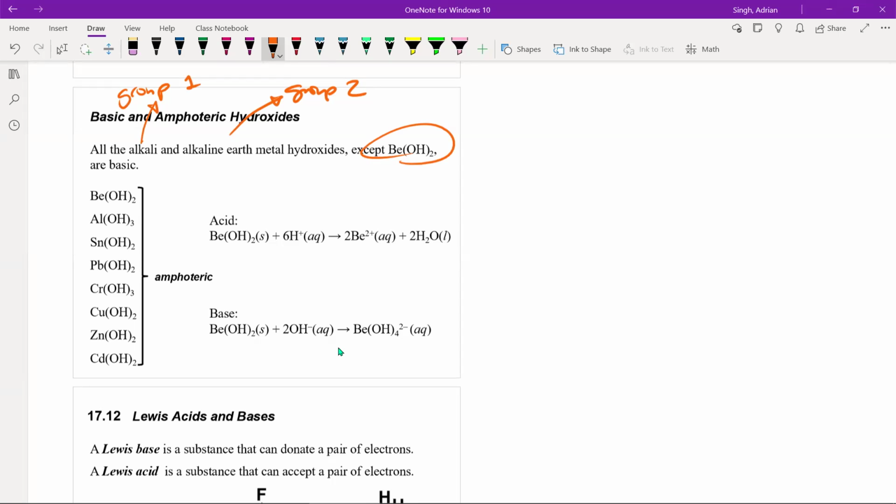And there are lots of examples of hydroxides that can be amphoteric as well, beryllium hydroxide being a good example of where it can behave as either an acid or a base, depending on what it is that it is reacting with. So it depends on the environment that it is subjected to.